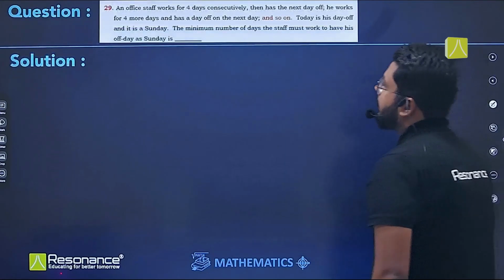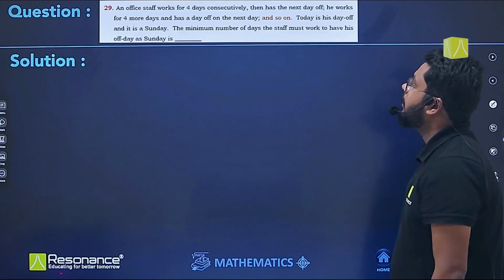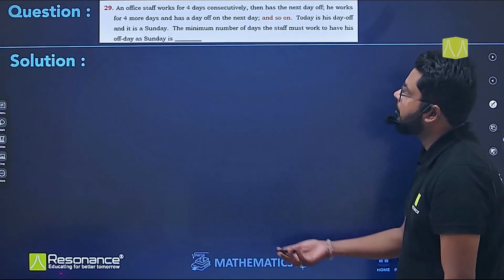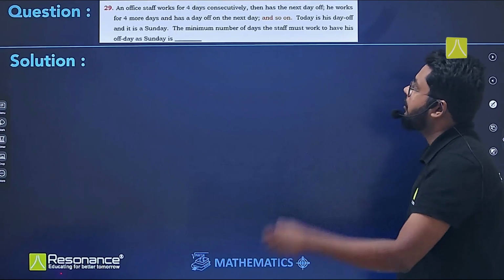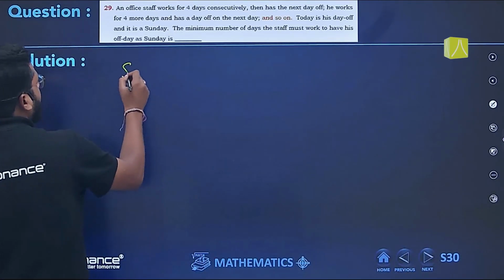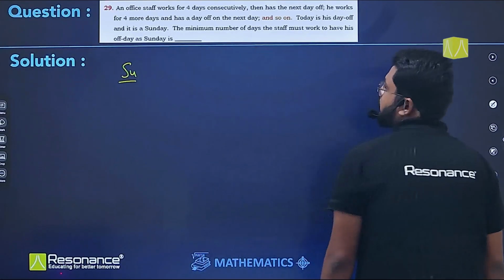Now question number 29. An office staff works for 4 days consecutively, then has the next day off. He works for 4 more days and again the next day off, and so on. That is repeated. Today is a day off and it is Sunday. Okay, so on Sunday he is not working. What is the minimum number of days the staff must work to have his off day on Sunday again?